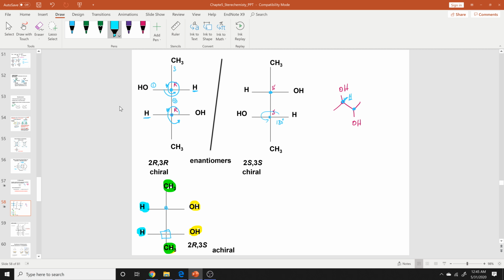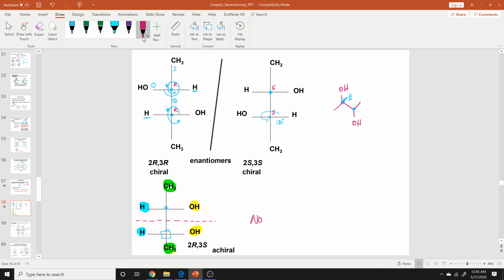A meso compound is a compound where all the groups on the chiral centers are basically the same, and you are able to draw a plane of symmetry, an imaginary plane that cuts the molecule in half. If you are able to draw a plane of symmetry, then your molecule is going to be achiral. And if it's achiral, it's going to be optically inactive.